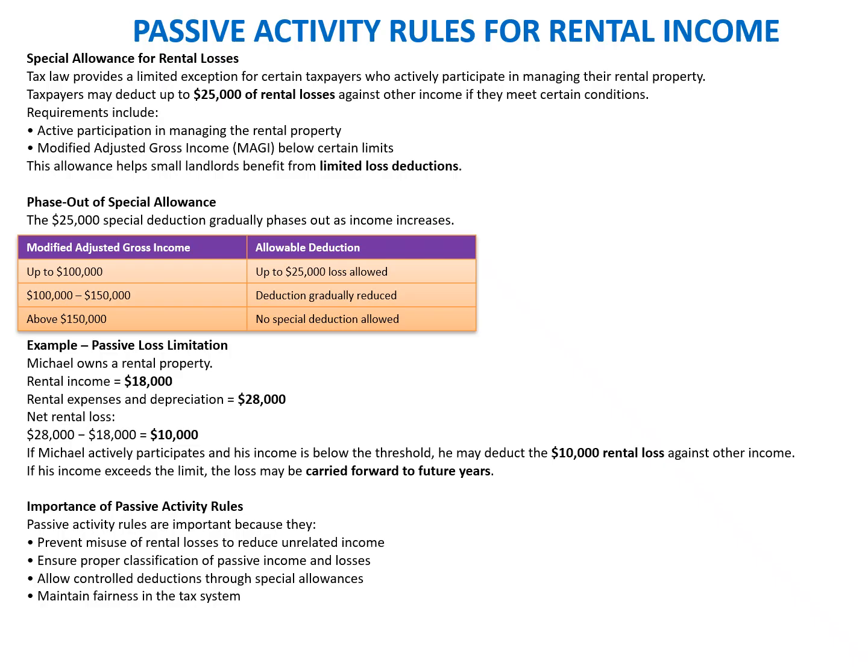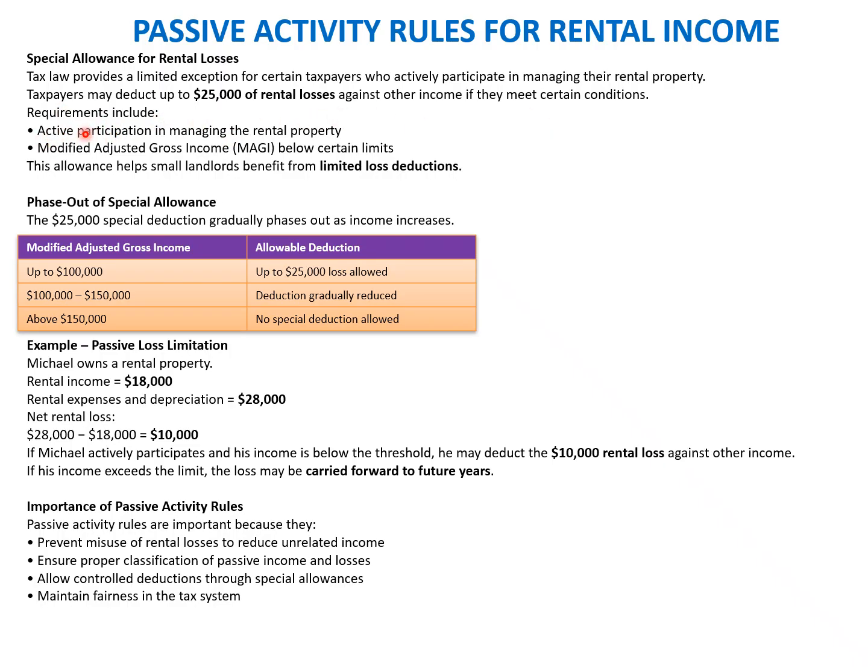Okay, there are some special allowances for rental losses. Tax law provides limited exceptions to certain taxpayers who actively participate in managing their rental property. Taxpayers may deduct up to $25,000 of rental losses against other income if they meet certain conditions. So we discussed that passive losses cannot be adjusted against active income, but there are certain exceptions to that, which means special allowances for rental losses. Passive losses up to $25,000 can be deducted by a person who participates actively in managing his rental property, if he meets certain conditions.